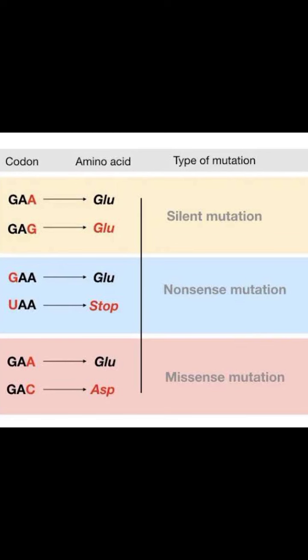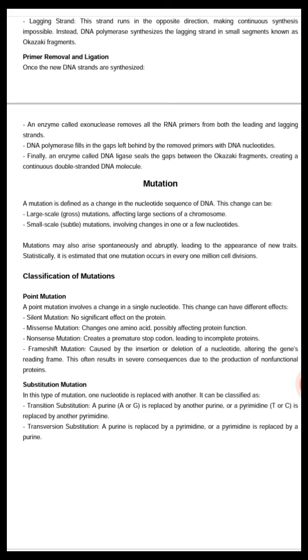Then the last type of point mutation is the frame shift mutation. This frame shift mutation can lead to a lot of dangers. It is caused by the insertion or deletion of a nucleotide, altering the gene's reading frame. So it causes severe consequences, as it leads to the production of non-functional proteins.